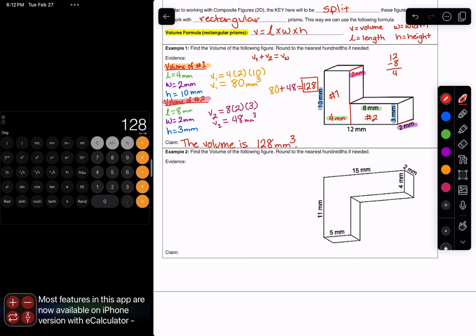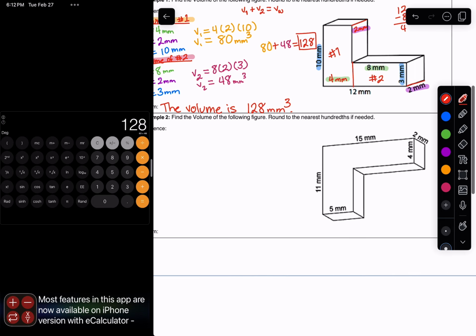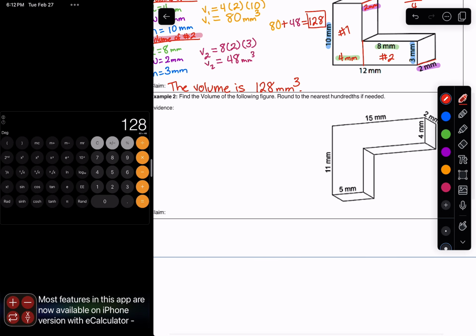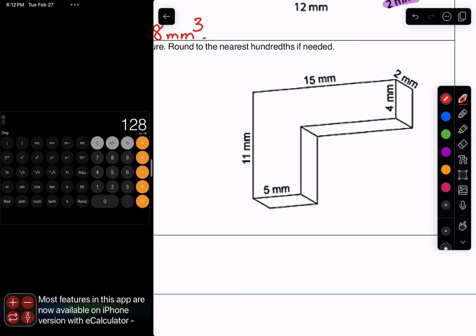So we're going to do that again with example number 2. First things first, we want to split this up. I'll just do it the opposite way than what I did earlier. Okay, like that. And number this one, number 1. Actually, I'm going to do A and B this time. This is going to be figure A, and this one's going to be figure B.